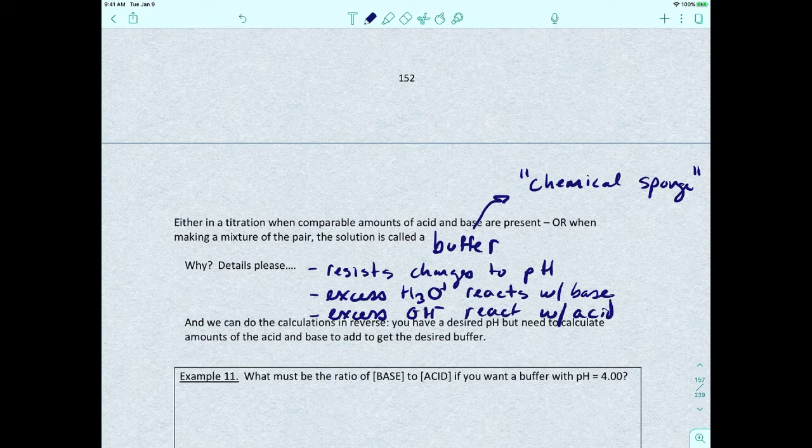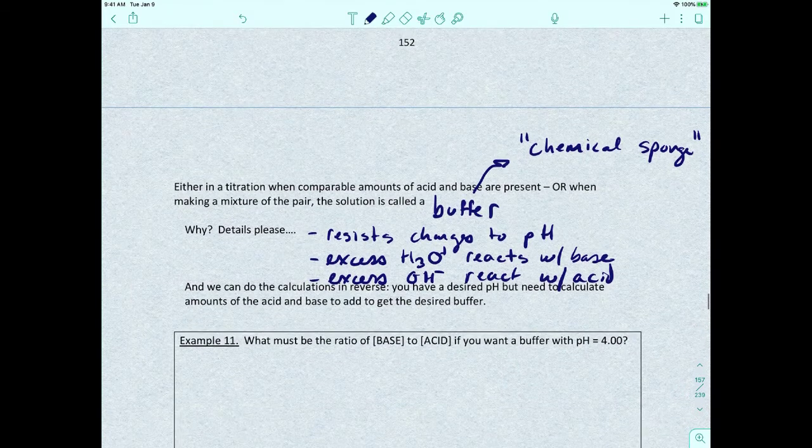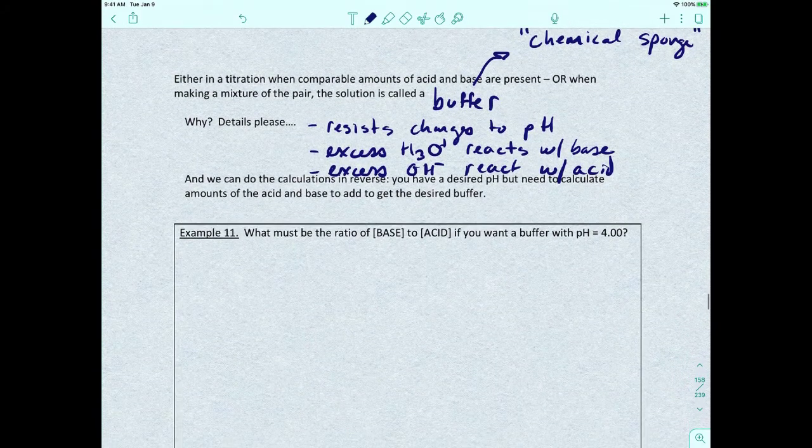Okay, and we can do calculations in reverse. If you have a desired pH, you need to calculate how much acid and base you need to get the desired buffer. All right, so let's try this out. What must be the ratio of base to acid if you want a buffer with pH 4?